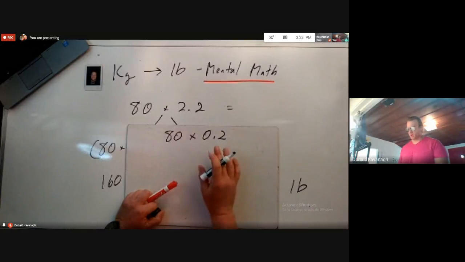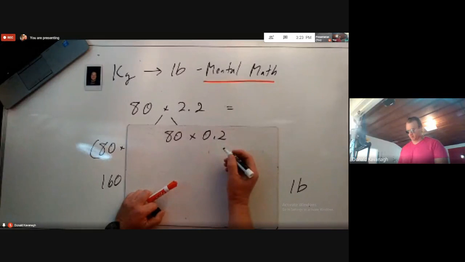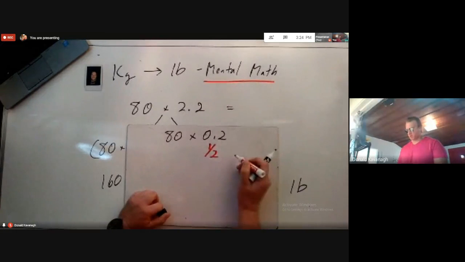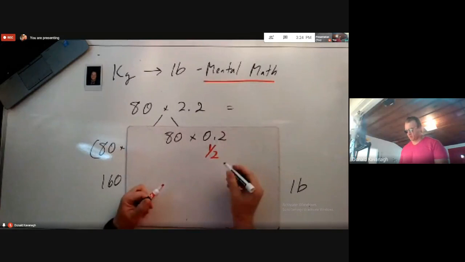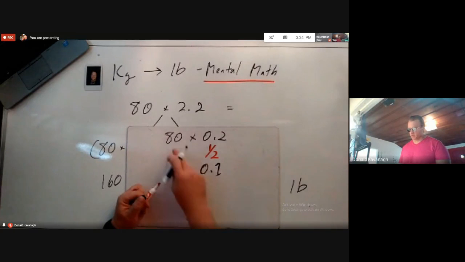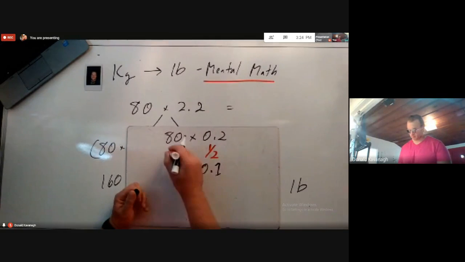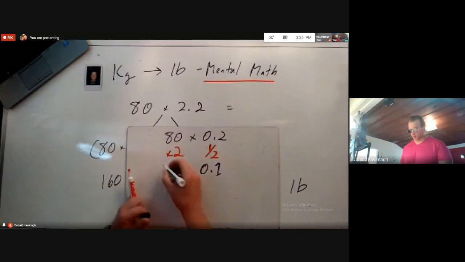Now, if I want to take 1/10 of a number, that is 1/2 of 0.2. 1/2 of 0.2 is 0.1. I need to do the opposite function of this to come out with the same product. So if I take 1/2 of this and I double this number, I get 160.